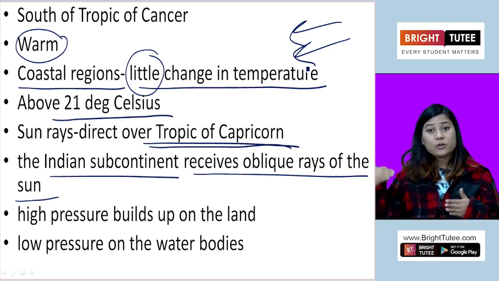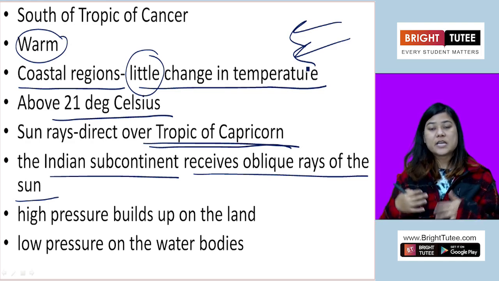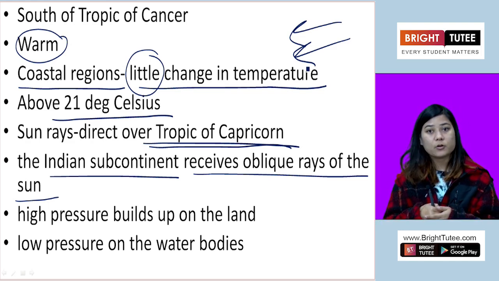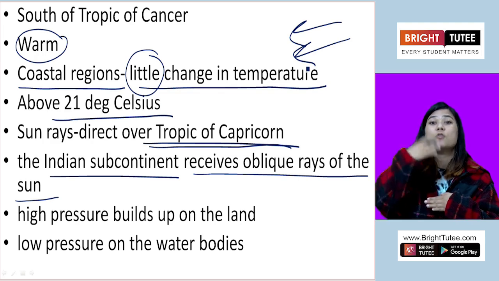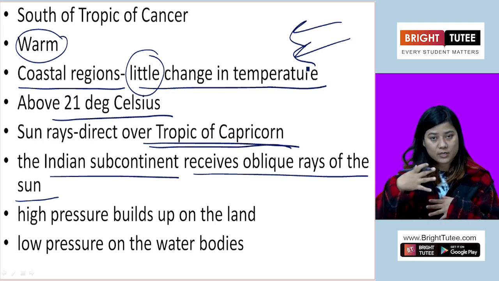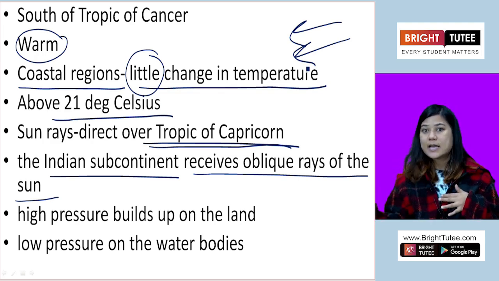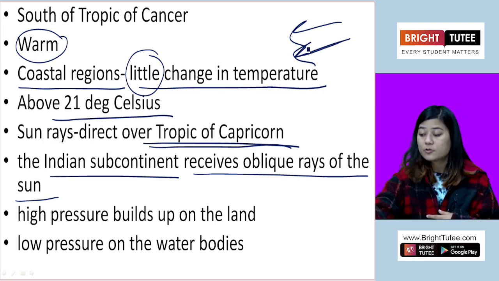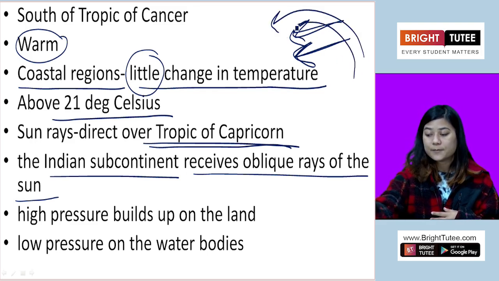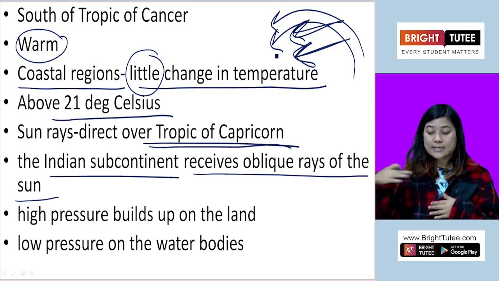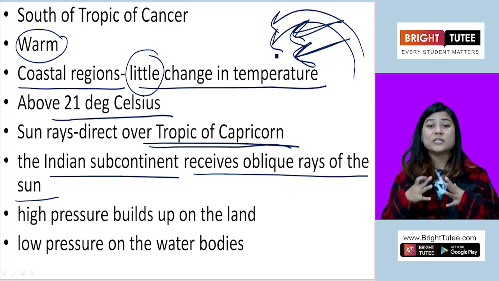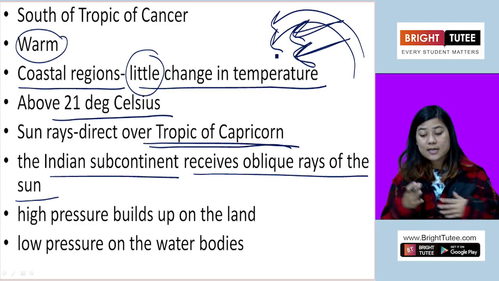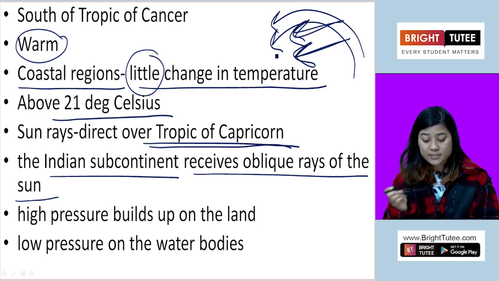Now the concentration of the sun rays is on Tropic of Capricorn, but India lies towards the north of Tropic of Capricorn, right? So the sun rays that come towards the Indian subcontinent are not direct or in a straight line, but rather in oblique form. It is in oblique form, so it is not as intense as that of the direct rays.